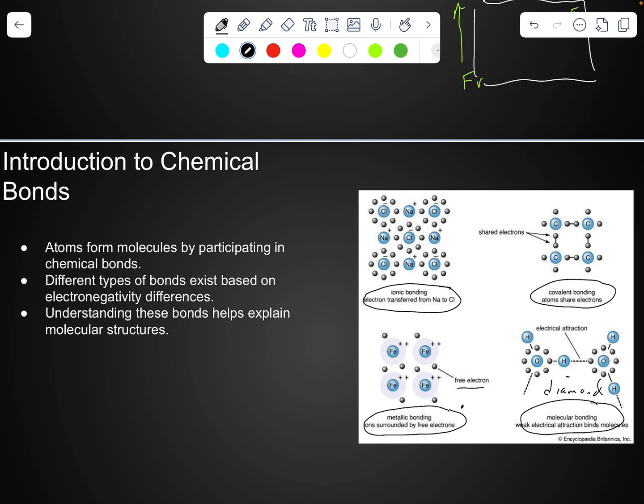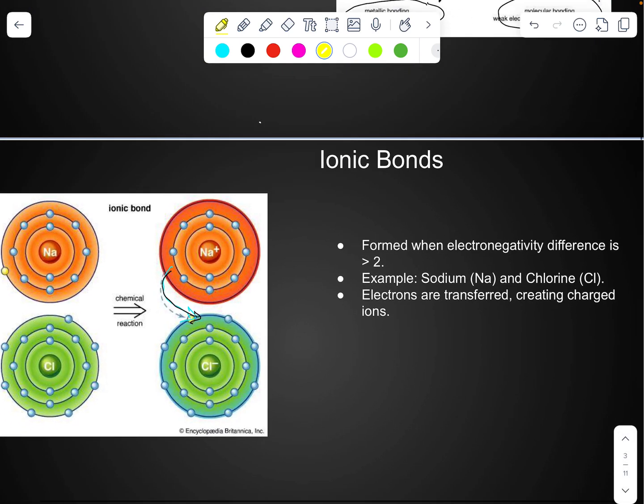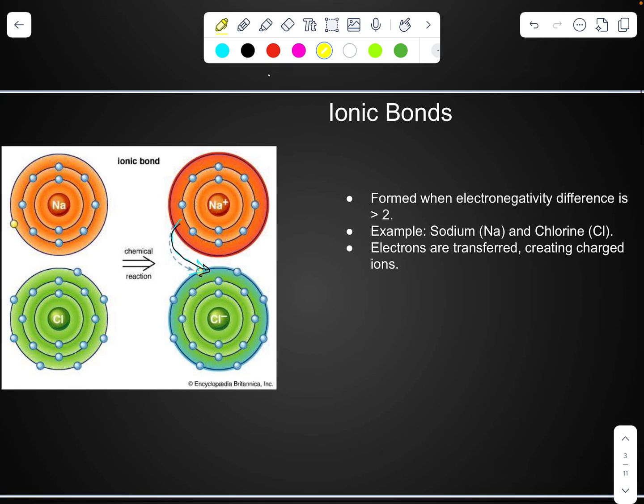So elements get together and they form chemical bonds, and we're really going to focus on ionic and covalent. The two differences are easily distinguishable if we study the electronegativity differences. Here's the key. If you understand the electronegativity differences, you will be able to predict if something will form an ionic bond or a covalent bond. So let's look at ionic bonds. Ionic bonds are usually formed when the electronegativity difference is greater than 2.0.